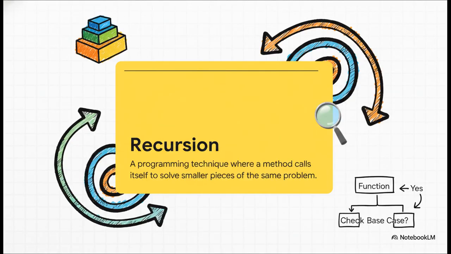All right, so let's put a pin in the formal definition. At its core, recursion is a programming technique where a method literally calls itself. So instead of using a classic for loop or while loop to repeat something, the function just runs itself again. And each time it does, it tackles a slightly smaller piece of the puzzle, just chipping away at the big problem until, poof, it's solved.